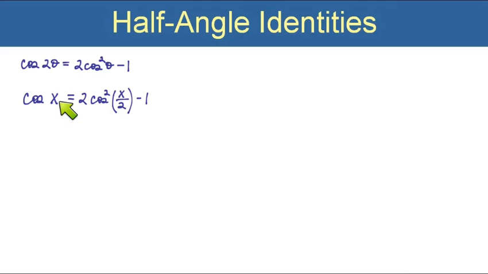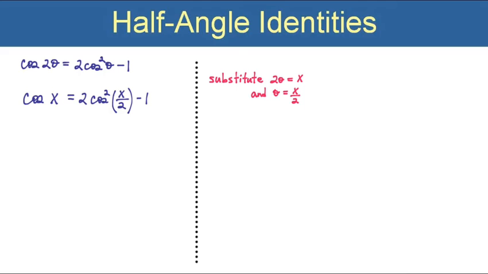Now, this is okay because the relationship between these two is still the same. This one's twice as big as that one, and in this version, this one's twice as big as that one. Now, in order to make this one easy to use for a half angle, what we're going to do now is just solve this equation for the cosine of x over 2. So I'll start by adding 1 to both sides, and then I'll divide both sides by 2.